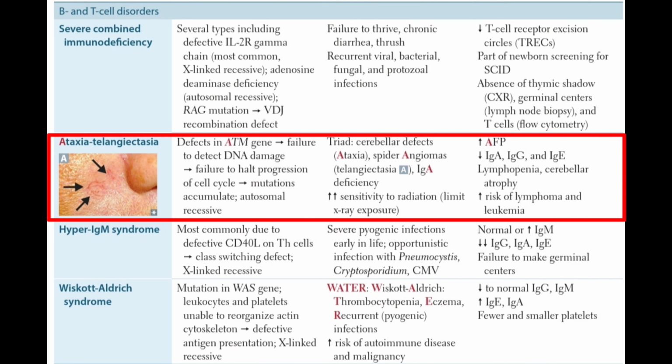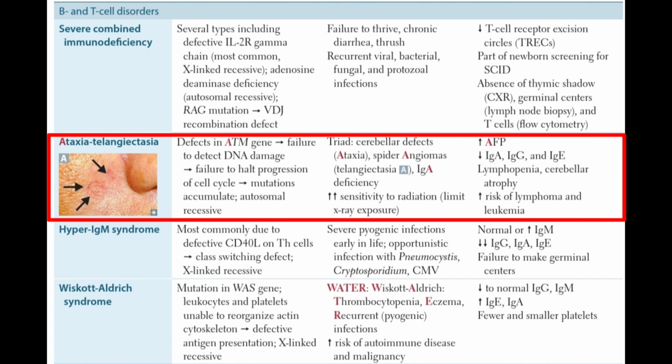Now let us talk about Ataxia telangiectasia. You can see in the figure, in the face and cheek, the telangiectatic changes. The main defect is in the ATM gene, which leads to failure to detect DNA damage, which leads to failure to halt progression of the cell cycle, and ultimately leads to mutation accumulation. So it is an autosomal recessive disorder.